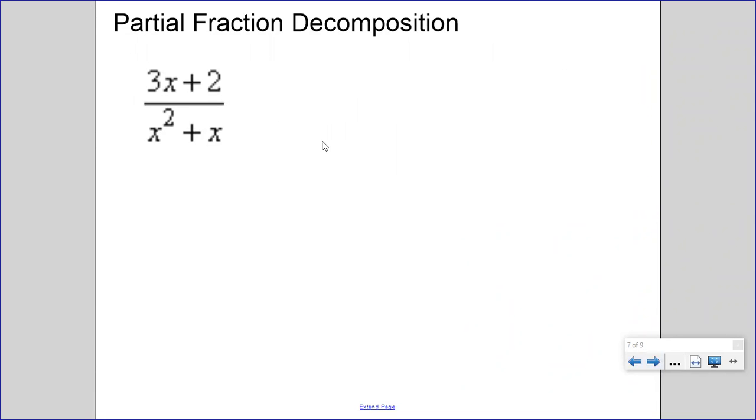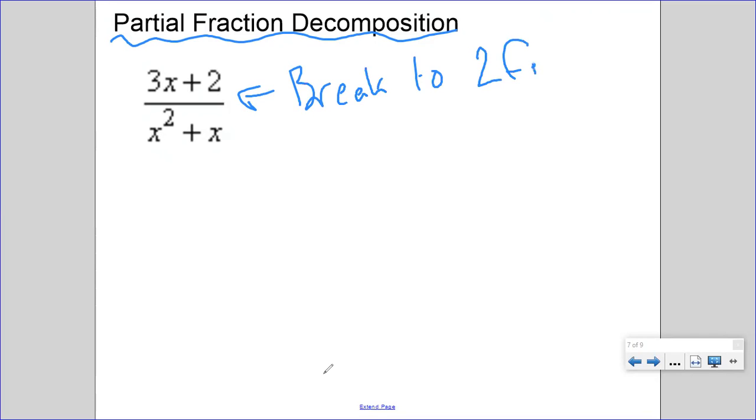Now, for this, I want to do this as partial fraction decomposition. Now, this sounds like a very fancy word, right? This is very fancy. All this is saying is break this down into 2 fractions. Break into 2 fractions. That's all that's saying. The reason we want to do that is because we can take the limit of each and then figure out how they kind of work together.